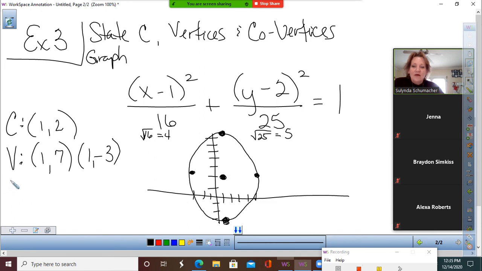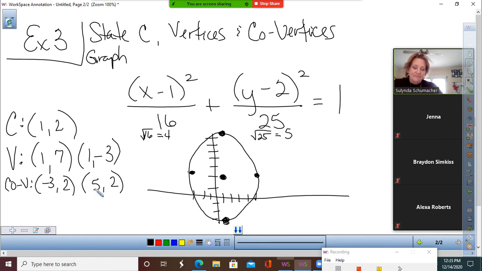All right, my co-vertices are the 2 on the side. So I went to the right 4 and to the left 4. So my first point is at, let's do this side first, negative 3, 2. My second point is at 5 and 2. So my center should fall right in the middle.